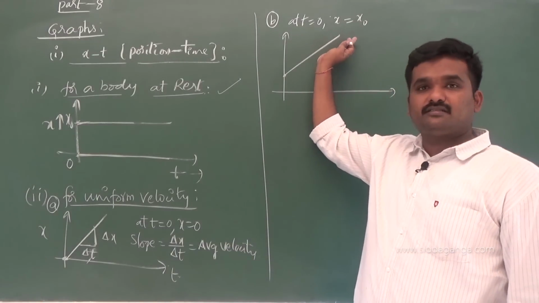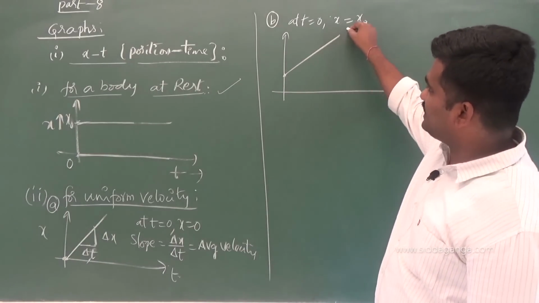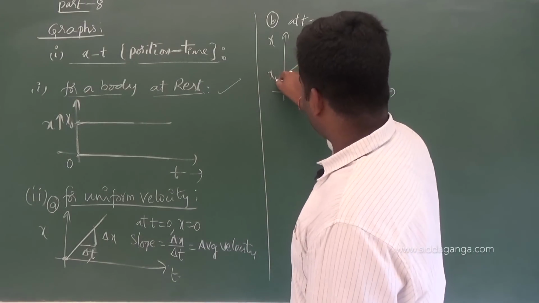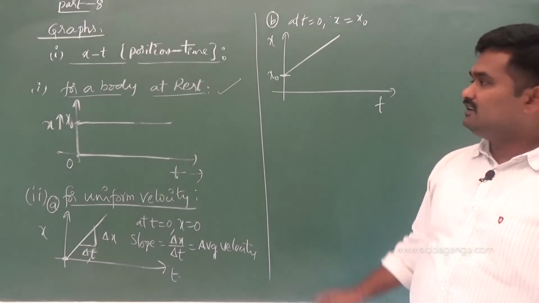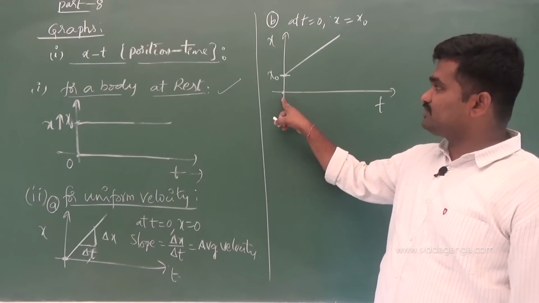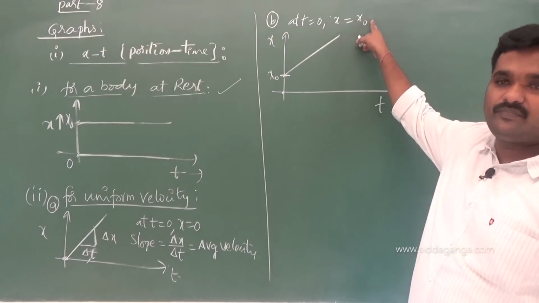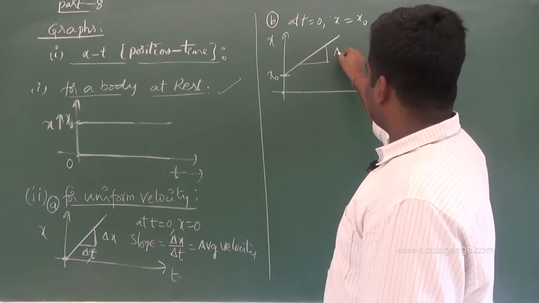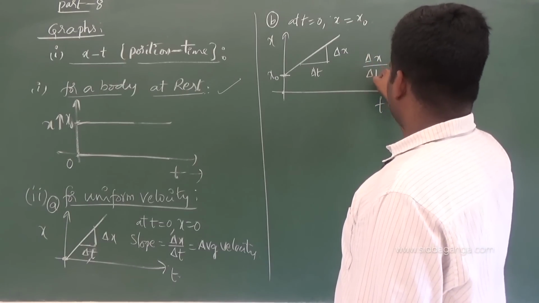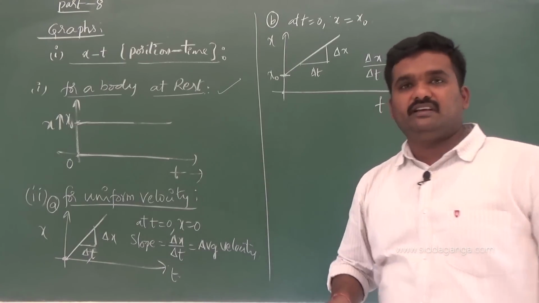Slope positive, and it is a straight line. For example, uniform velocity means it should be a straight line like this. Position-time graph will be a straight line, no doubt. At t equals 0, the particle is at x naught. It is not starting from origin, or not starting from 0. X naught, initial position, is there for the particle, but moving with uniform velocity. Here slope remains constant, delta x by delta t remains constant. This is called uniform velocity.